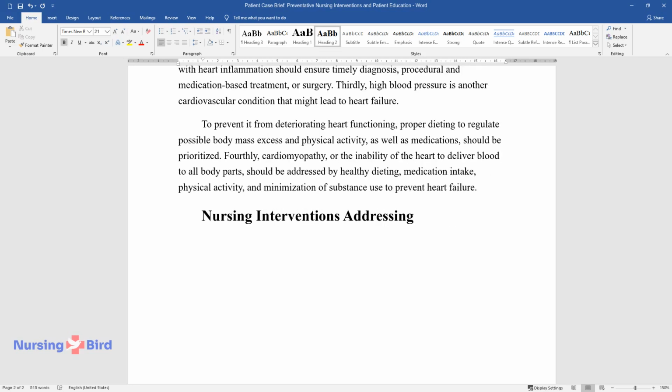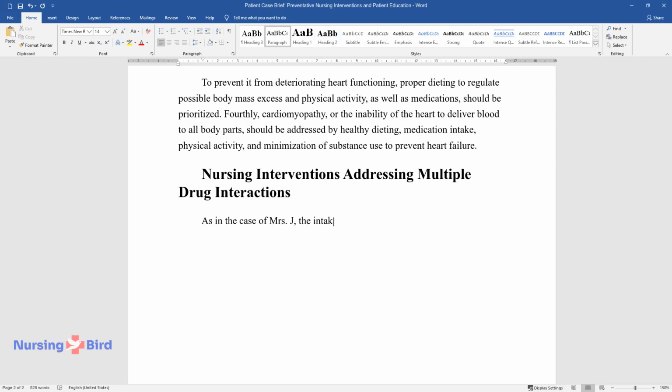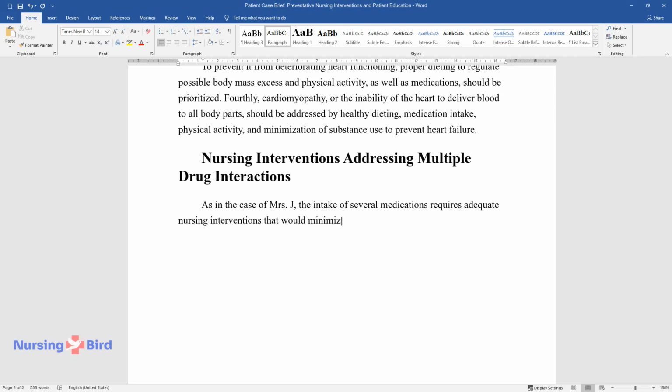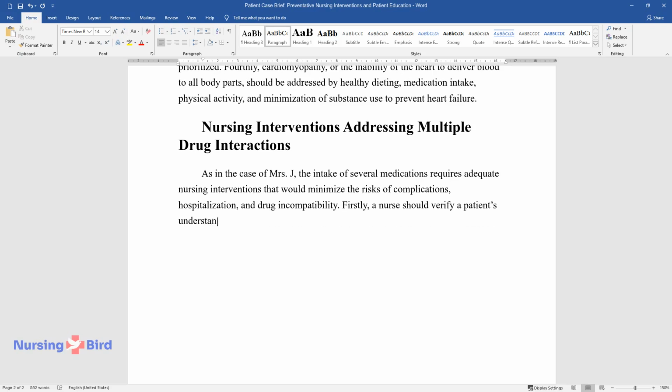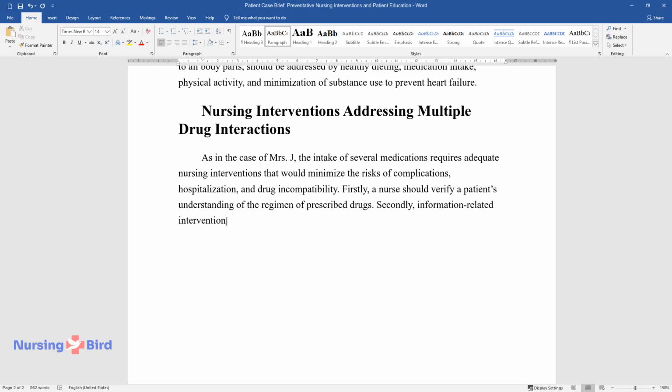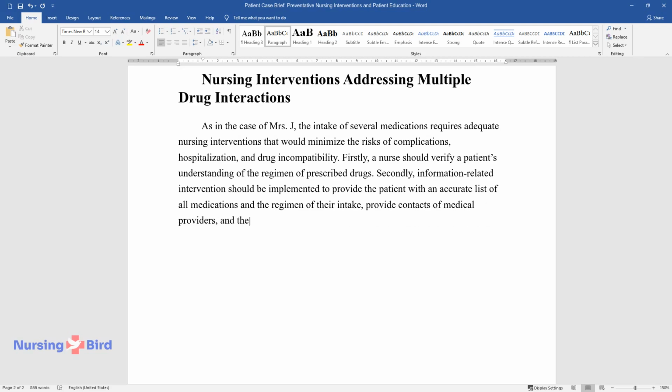Nursing interventions addressing multiple drug interactions. As in the case of Mrs. J, the intake of several medications requires adequate nursing interventions that would minimize the risks of complications, hospitalization, and drug incompatibility. Firstly, a nurse should verify a patient's understanding of the regimen of prescribed drugs. Secondly, information-related intervention should be implemented to provide the patient with an accurate list of all medications and the regimen of their intake, provide contacts of medical providers, and the phone number of local pharmacies.